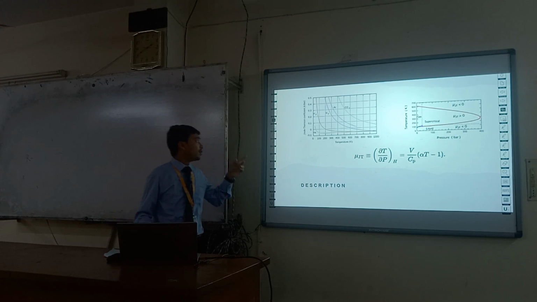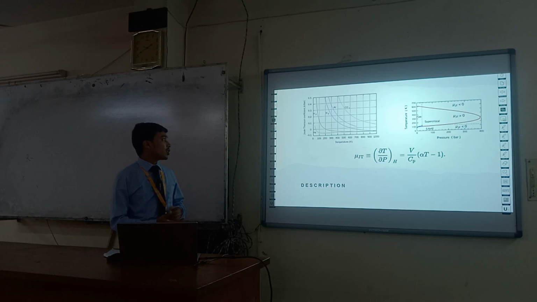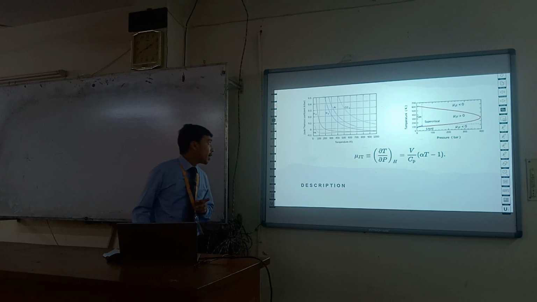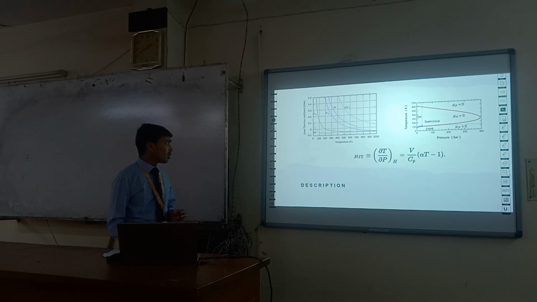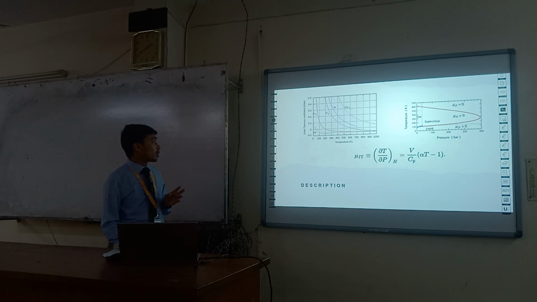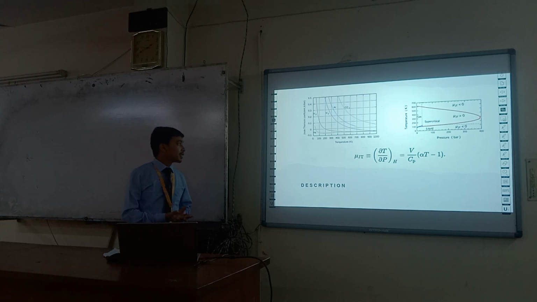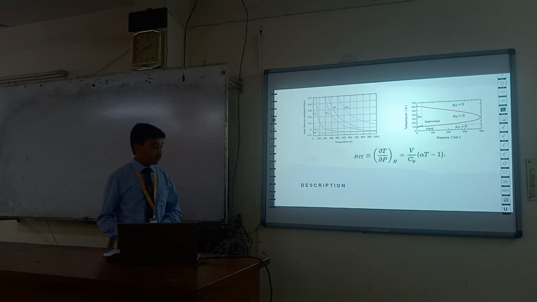Now we can see the first graph. This graph shows the relation between temperature and Joule-Thomson coefficient. If we increase the temperature, the Joule-Thomson coefficient decreases in carbon dioxide, argon and nitrogen. But hydrogen and helium behave differently: if we change the temperature, the Joule-Thomson coefficient is increasing. So hydrogen and helium don't turn into liquid.